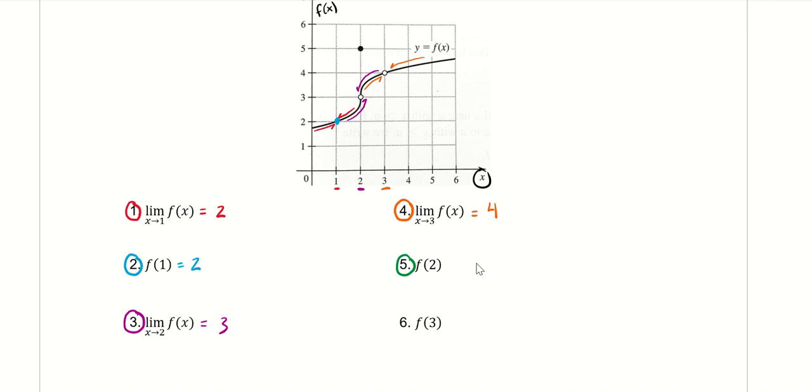At x equals 2, I have an open circle at 3, so that's not where my function is defined at x equals 2. I have a closed circle up here. So actually, f of 2 is not going to be this open circle at 3. It's going to be 5 because we have that closed circle there at 5. So this is like the point (2, 5).